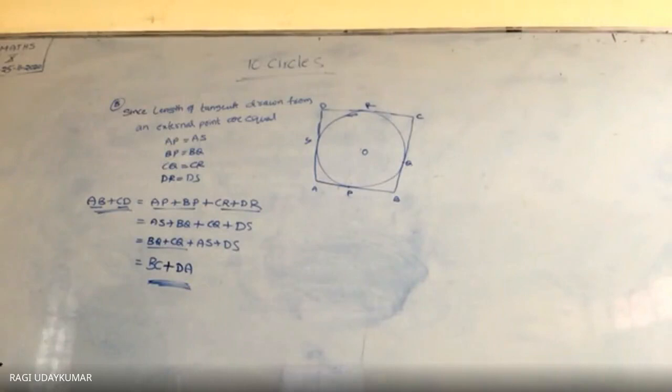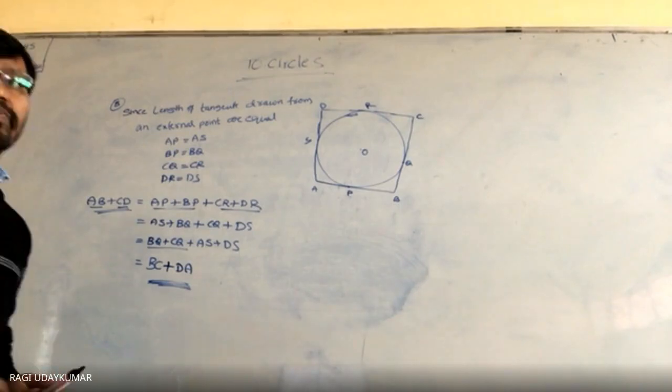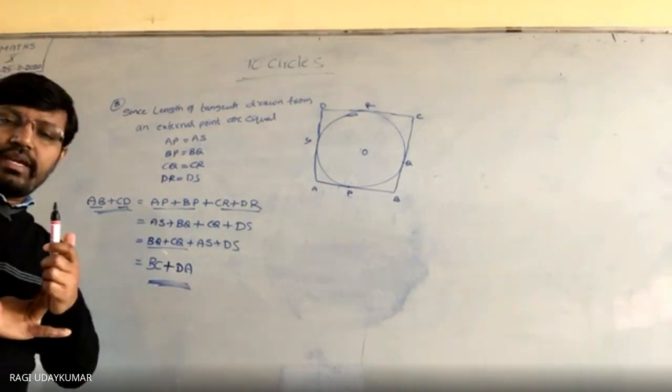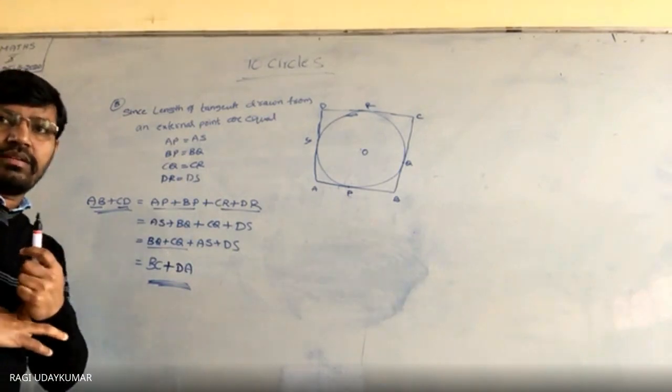ये भी simple है, इसमें कुछ नहीं है. The main concept we are using in this is length of the tangents drawn from an external point are equal. Length of the tangents drawn from an external point are equal. Okay? समझ में आया ना? Yes, sir. No problem. Not very complicated one.